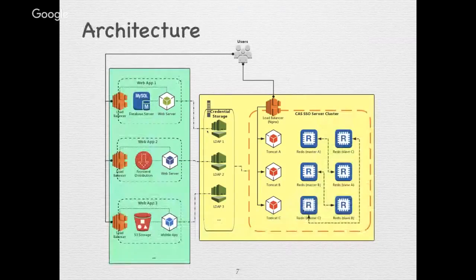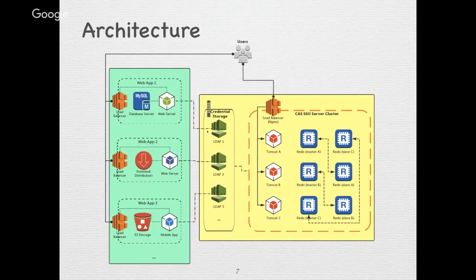So here is the architectural diagram for this system. As you can see, on the left-hand side, in the green area, there are 3 web applications. SSO is enabled for these 3 web applications. When you log in, your login will be redirected to the login server or the login website, which is the actual SSO system on the right.